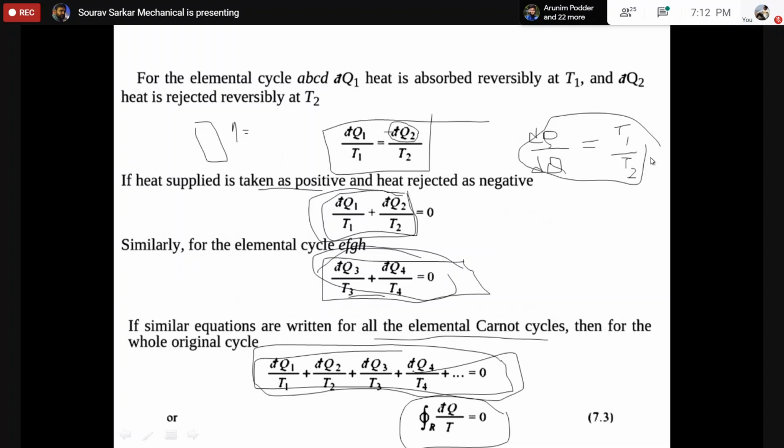And this can be written as cyclic integral of dq by T equal to 0. Is it okay now? Yes, sir.